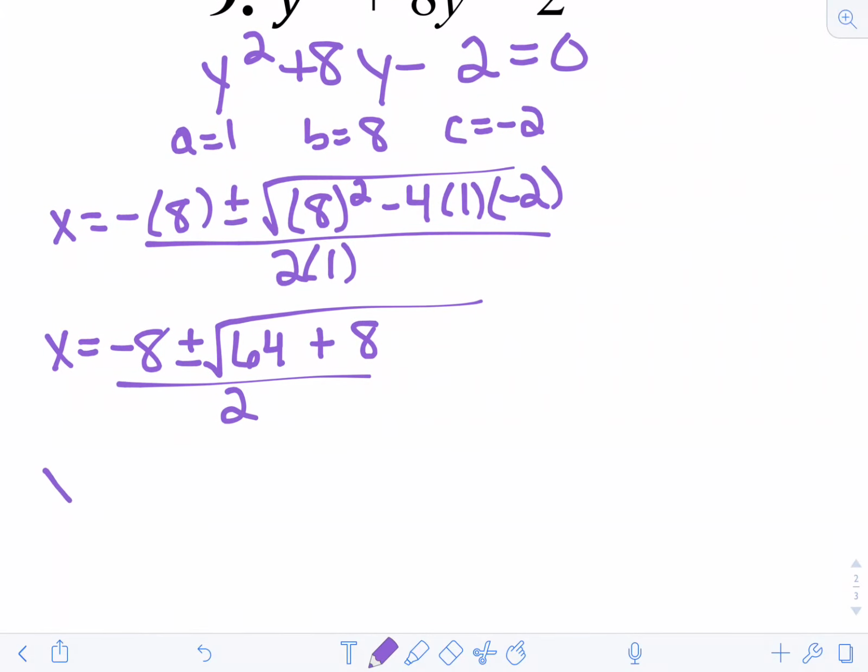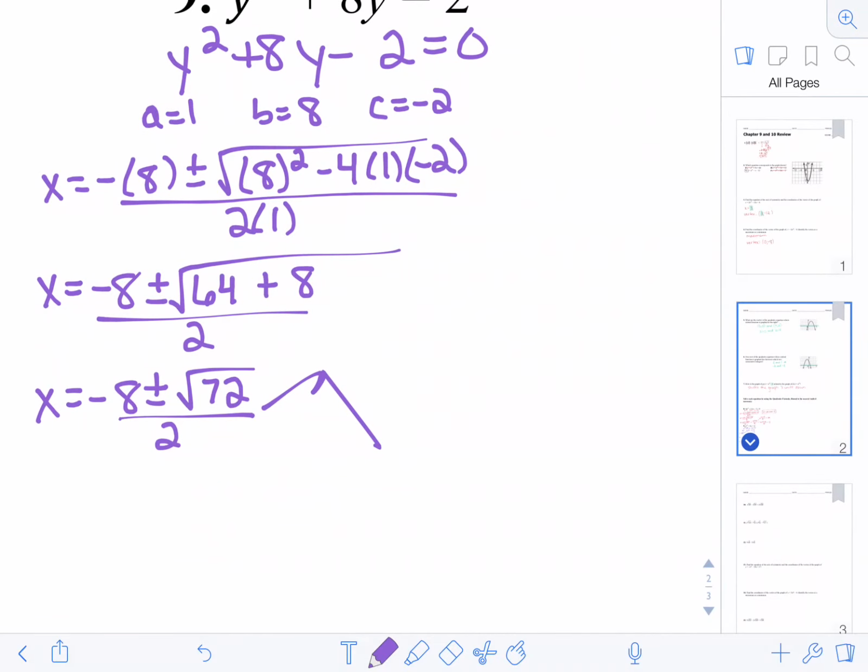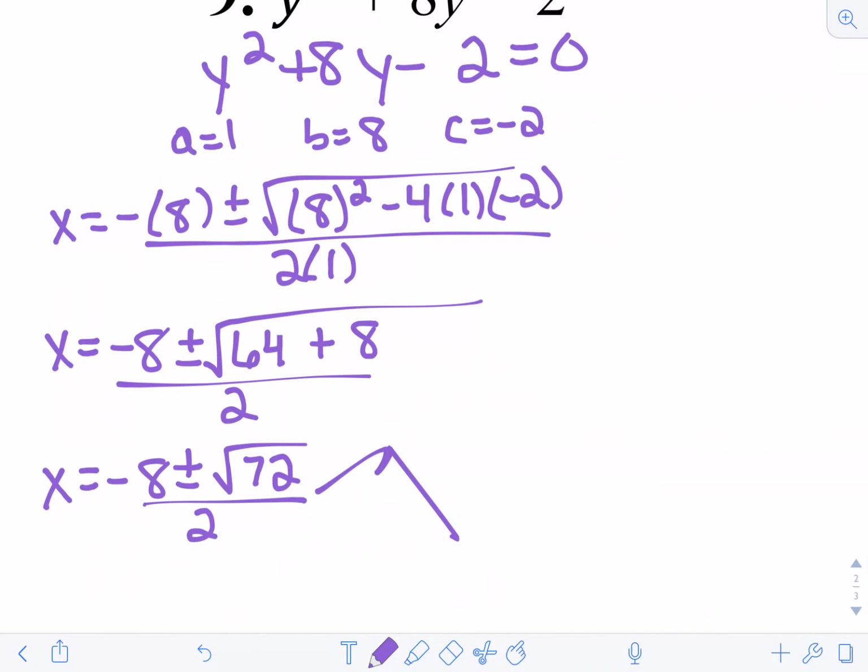So we have x is equal to -8 plus or minus the square root of 64 plus 8, which gives us 72, divided by 2. Okay, the square root of 72 gives you a really long decimal, so we're going to go ahead and split this up.